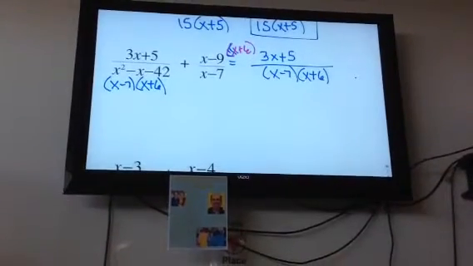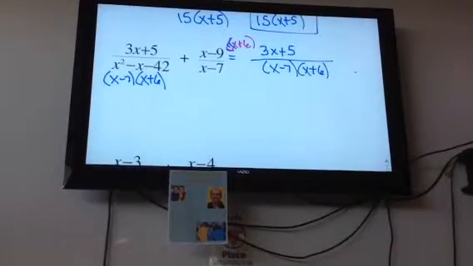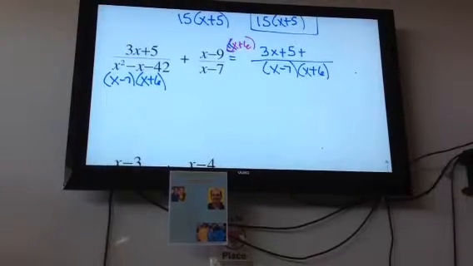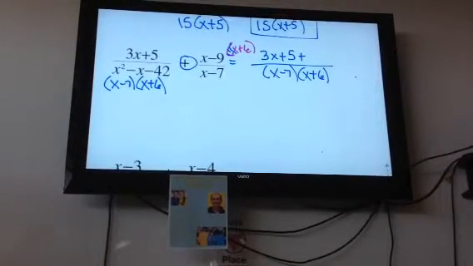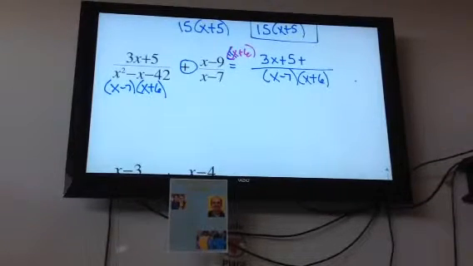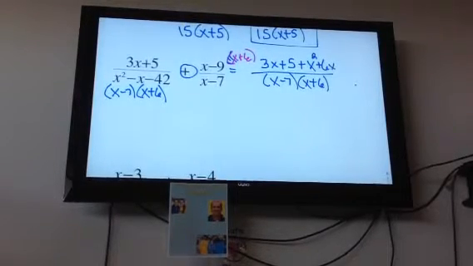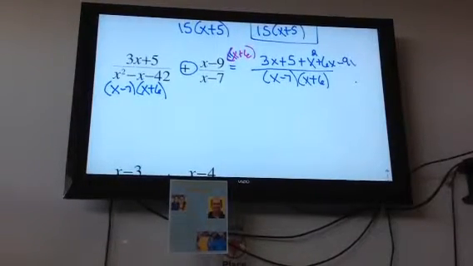FOIL. You should be thinking FOIL, because you're taking x minus 9 times x plus 6. So first times first. And this is great that it's a plus, because then we don't have to worry about any sign changes. So first times first, x squared. Outer times outer, plus 6x. Inner times inner, minus 9x. And last times last, minus 54.